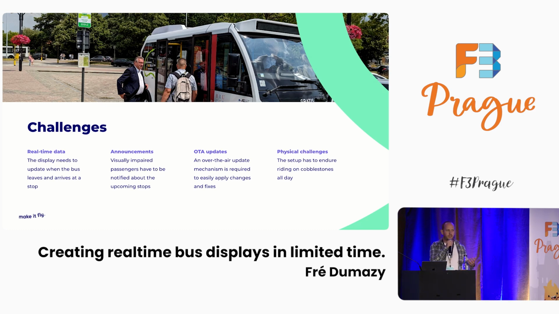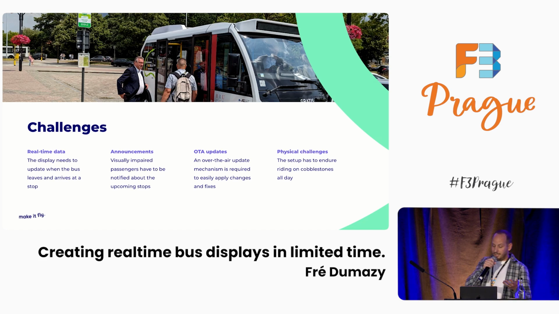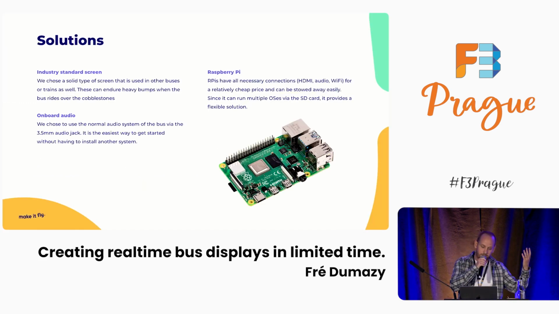Now, at first we thought like, okay, let's just put a smart TV in there and it's gonna be fine. But then we thought about it like the city center of Bruges, I don't know if anybody's been there, but it's all cobblestones. And so these buses, they just bump up and down constantly. And I think if you just put like a smart TV in there, it would probably break after a few rides. So for all these challenges, we had to come up with solutions.